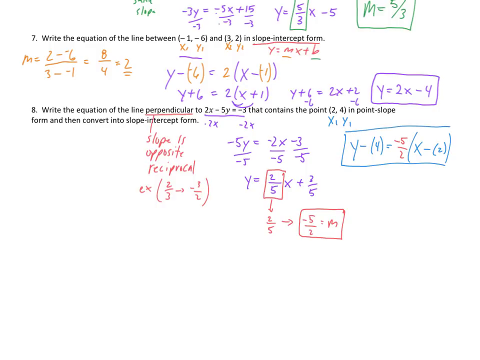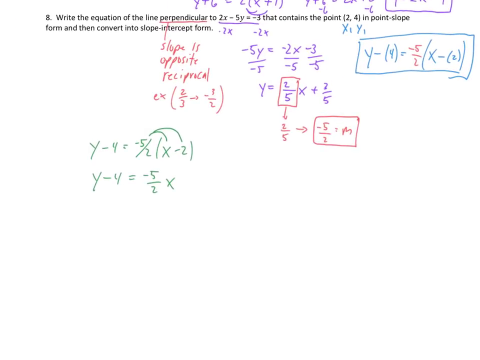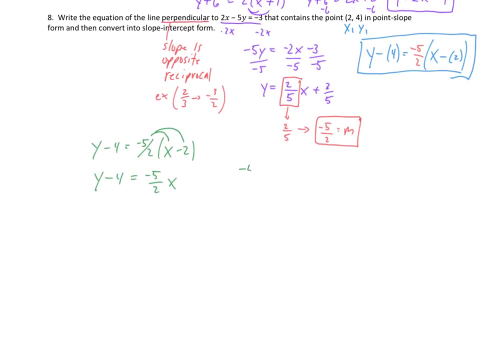So there's one part of the answer. They do want us to convert that into slope intercept form, so I'm going to distribute that -5/2. I'm going to leave the point slope form alone and do the work over here. So y minus 4 is -5/2 times x minus 2. So distribute. So y minus 4 equals -5/2 x, and then -5/2 times -2, which I'll put over 1, is positive 10/2, which is 5. So that's plus 5.